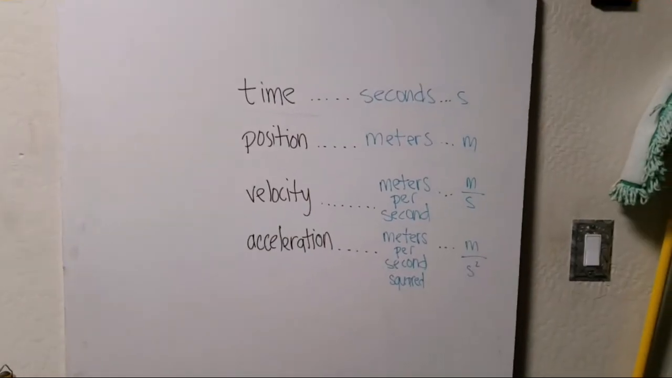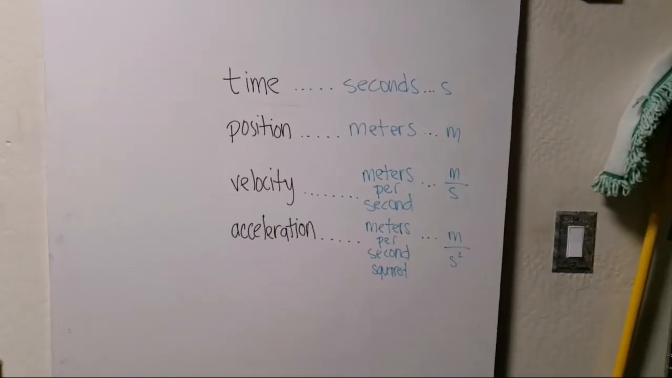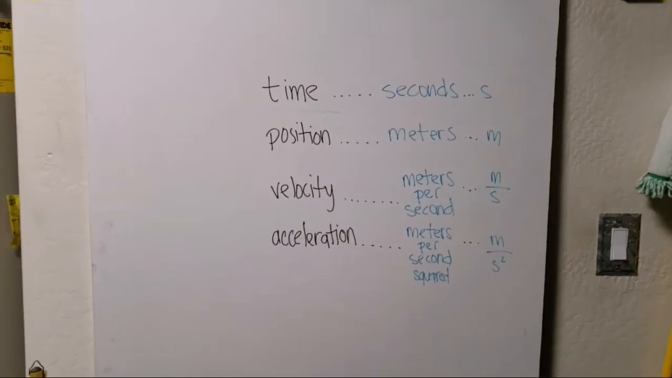So there are four different characteristics that we will go into when describing motion. Motion is going to be one of the most fundamental concepts that we talk about in physics. Now, the four characteristics that describe motion are going to be time, position, velocity, and acceleration. It's important to note the units for each of these four characteristics of motion.